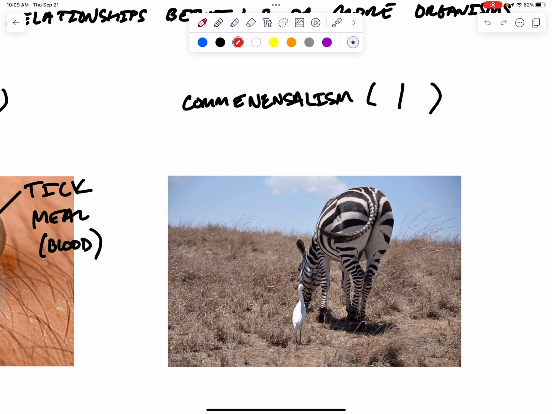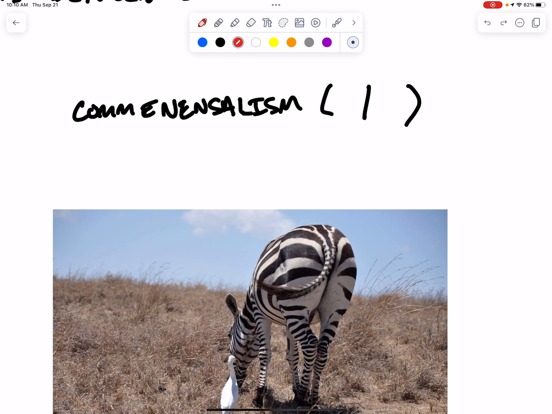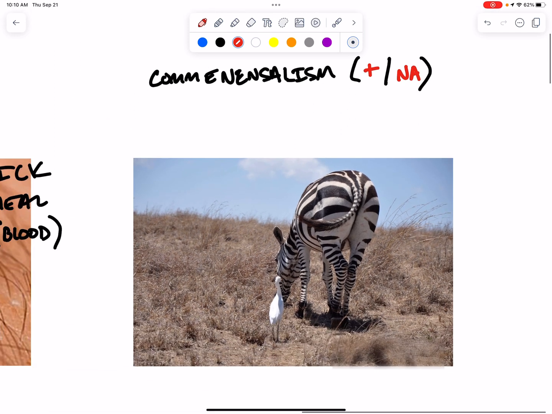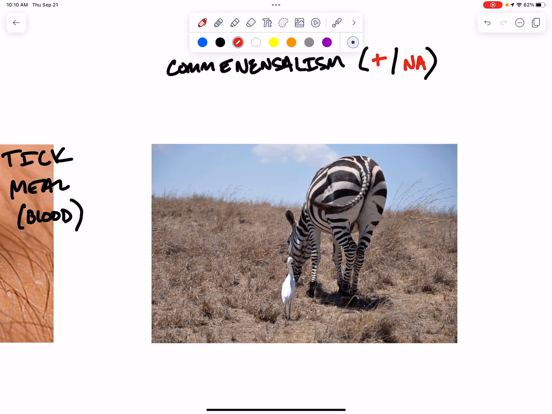Our last form of symbiotic relationship is called commensalism. Commensalism is when you have a positive interaction for one organism, and the other organism in the relationship is unaffected. So I'm going to write NA here, not applicable. The relationship doesn't really affect them at all. Our first example of commensalism is a zebra and a cattle egret.